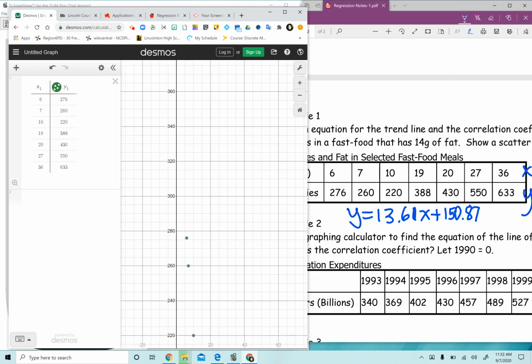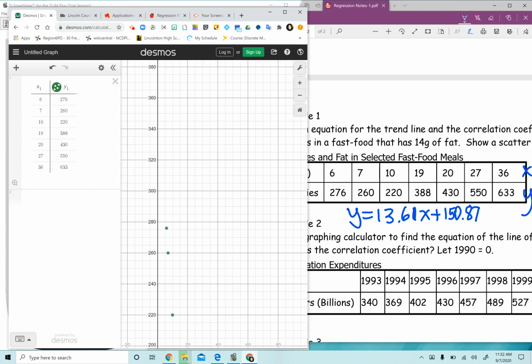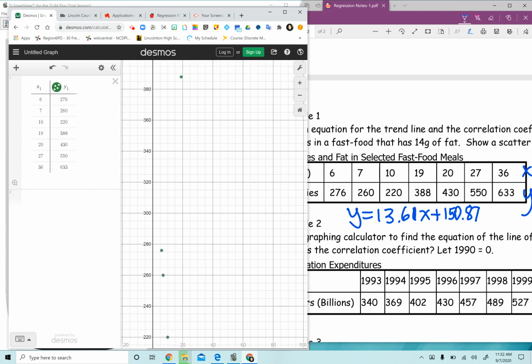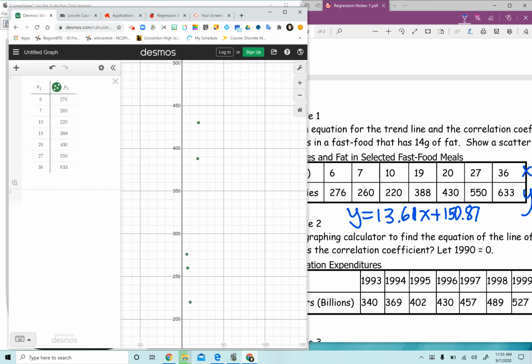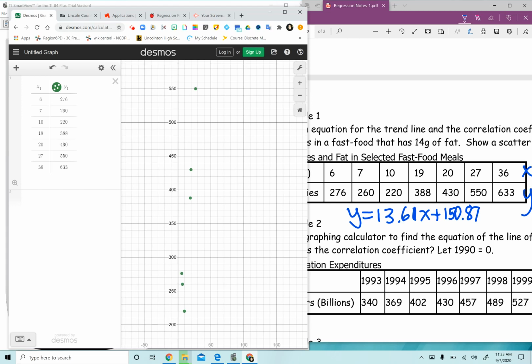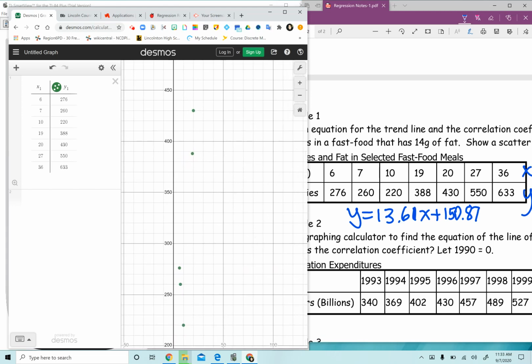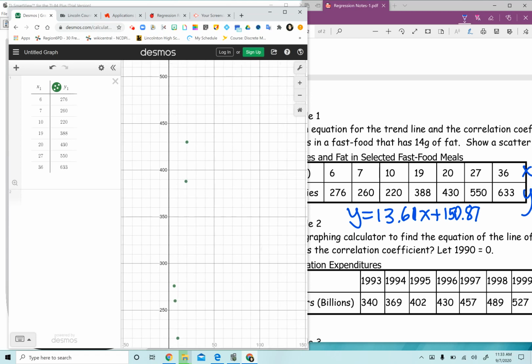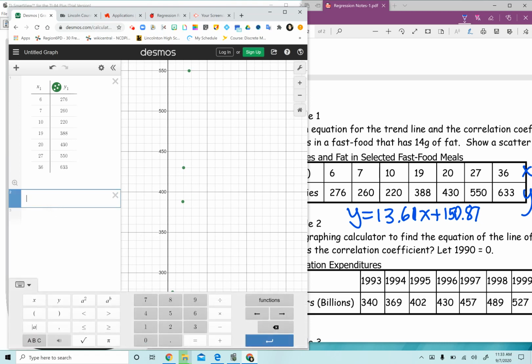See if I can get them all on the screen here. So I can see 4, 5, there they all are. It's hard to get them all on the screen, but that's the thing about Desmos. It's hard to get all of them on the screen, and harder to see the shape of them, but there they all are. So again, we think that it's linear.